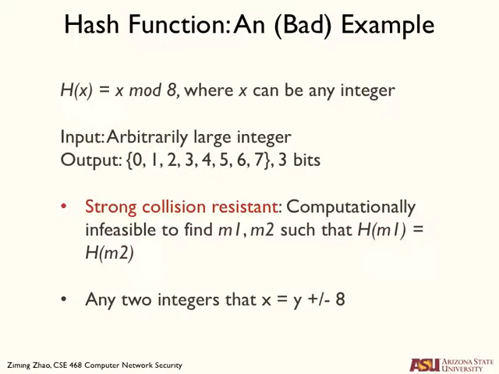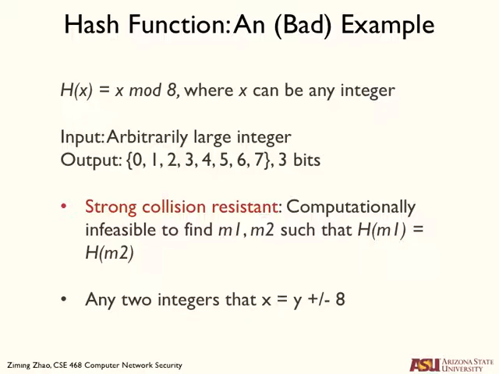And the third property, which is the strong collision resistance, means it's hard for you to find two messages that have the same hash value. So this is also very simple for this function. Any integers that have a distance of 8 or a distance of 16, we know they will have the same hash value.